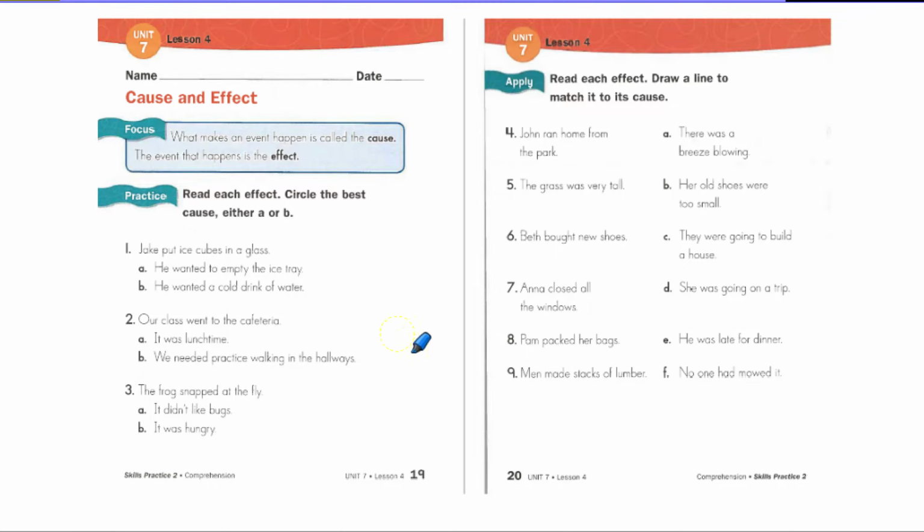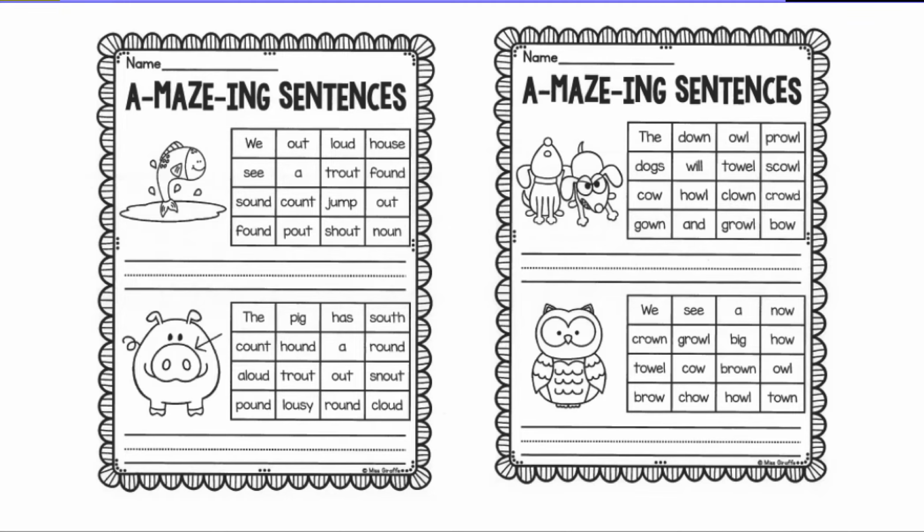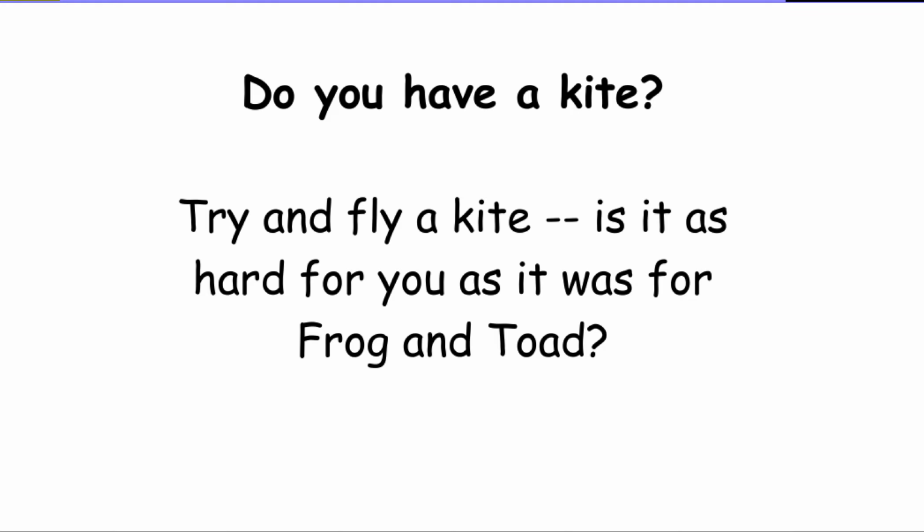So that's what you're going to do on pages 19 and 20. Read each effect, circle the best cause, and match the effect and the cause. You may not be able to read all that by yourself. If you need help, be sure to ask someone to help you. Then we are going to wrap up with some reading and practice of our ows, matching, reading, and finding the answer. Remember, you have to find the answer in the story. And two sets of sentences, also practicing ow.